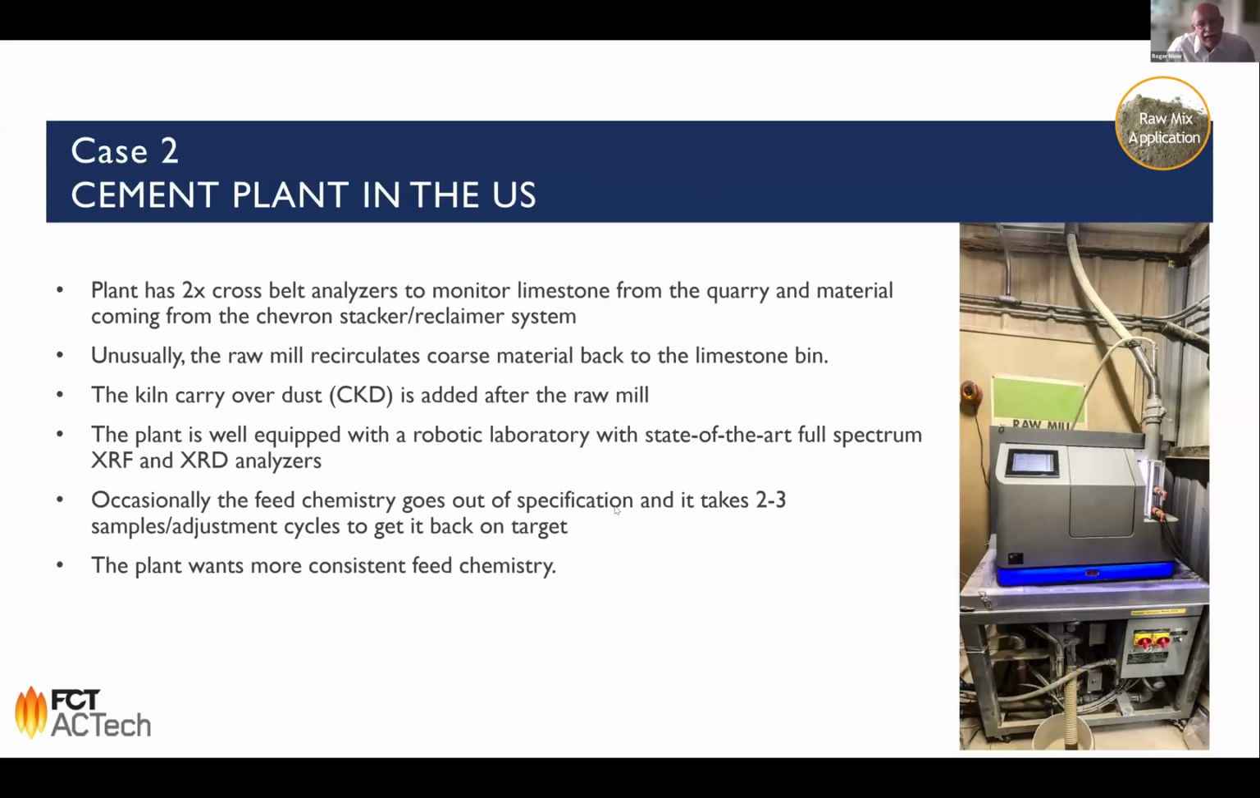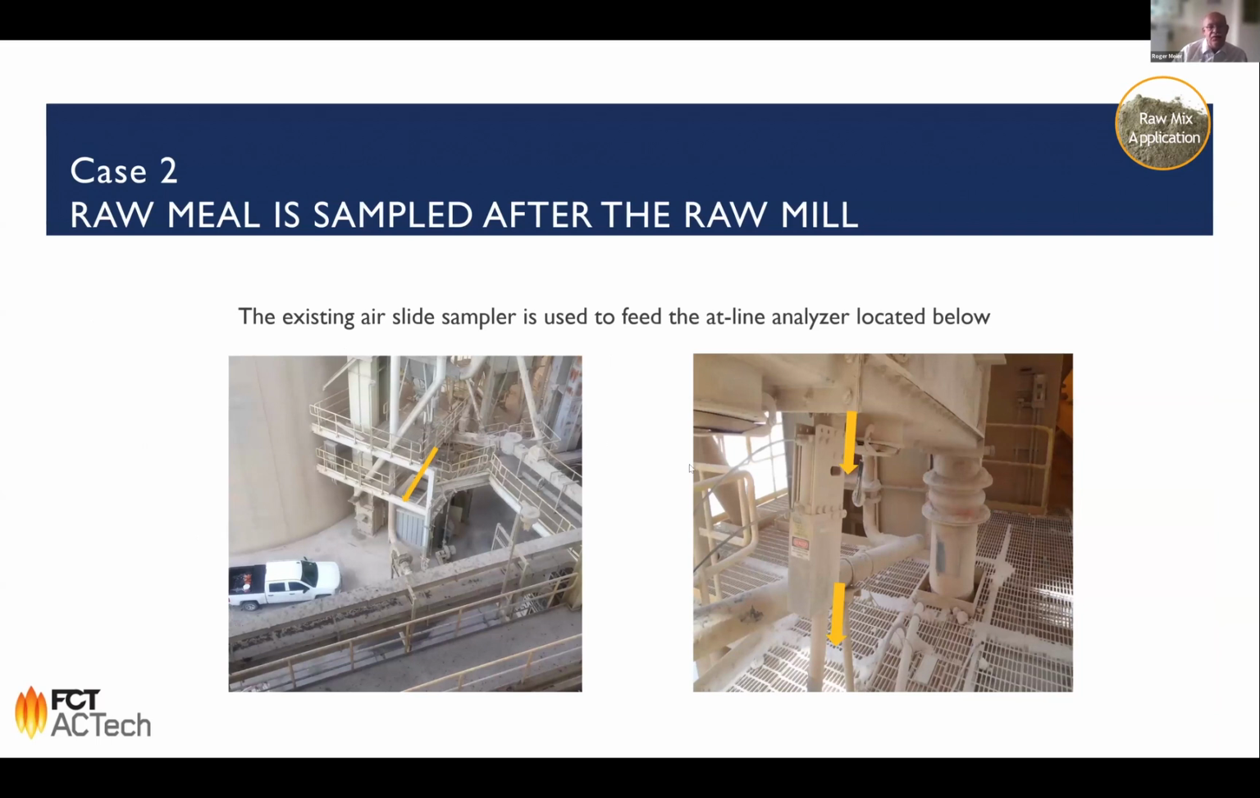Now switching to the second case, which is a cement plant in the US. They were already very well equipped with two cross-belt analyzers and a robotic laboratory, but they were still not happy, and for that purpose they decided to go for our equipment. One of the bottlenecks was the not too frequent sampling and sample analysis in the lab. So they wanted more frequent results to adapt to different steps in the process, like the kiln carryover dust, etc. Here we see the installation itself.